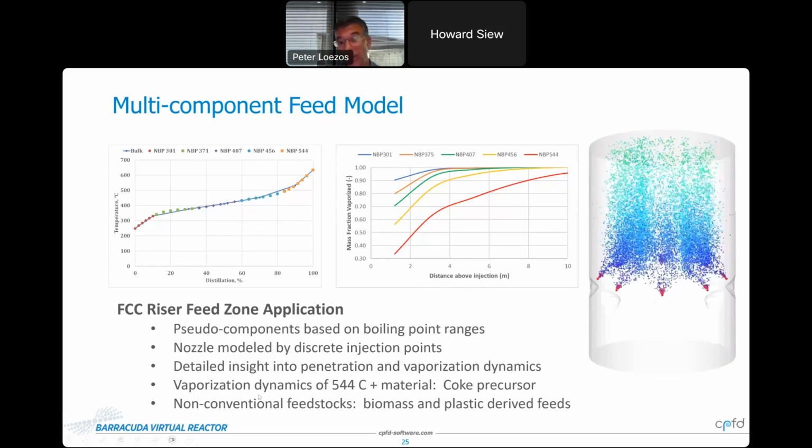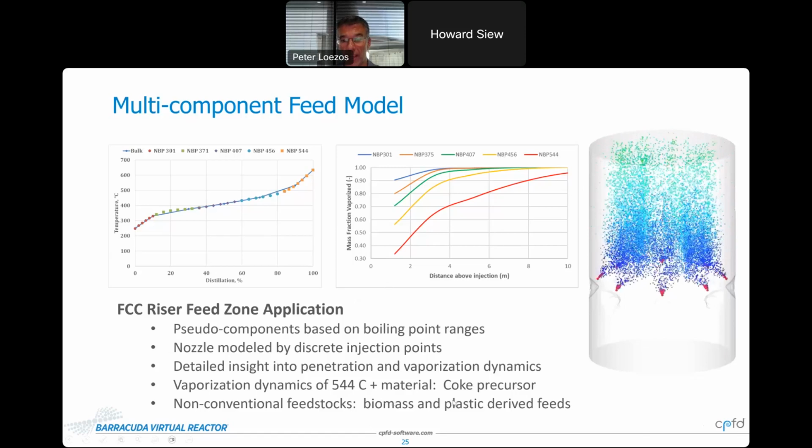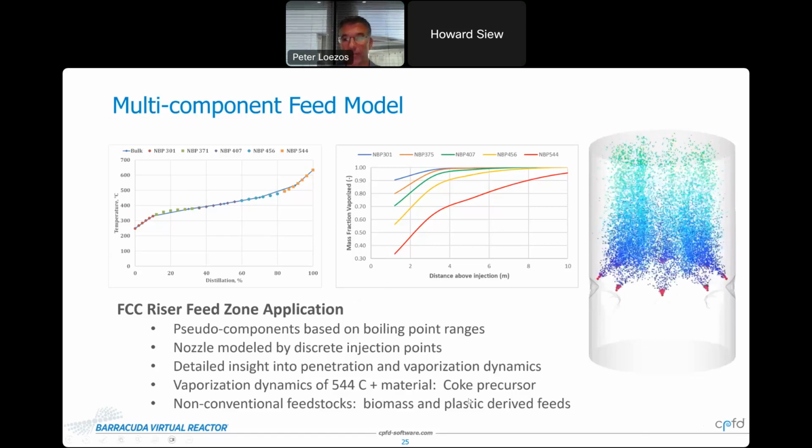Additionally, we're also looking at non-conventional feedstocks. So we study both biomass and plastic-derived feeds.